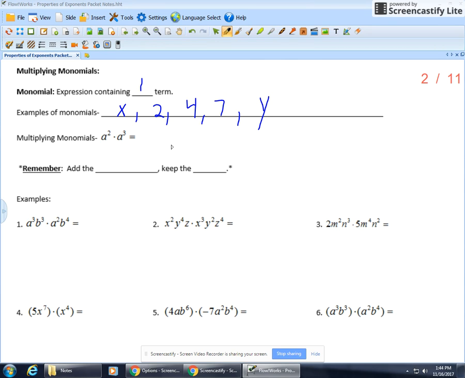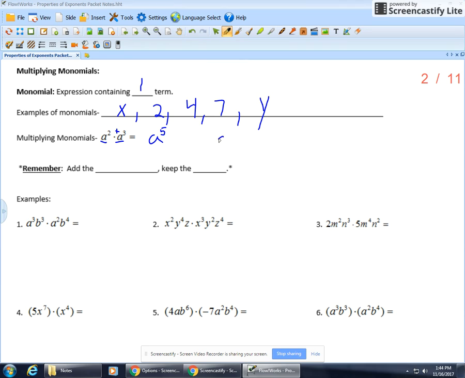So when you multiply monomials, you're going to have some special rules. You're going to keep the base the same, so they have to have the same base. In this case, both of these bases are a. So we keep the base the same, and you're going to add the exponents. So you're going to add how many there are. So you've got 2 plus 3, which would be 5.